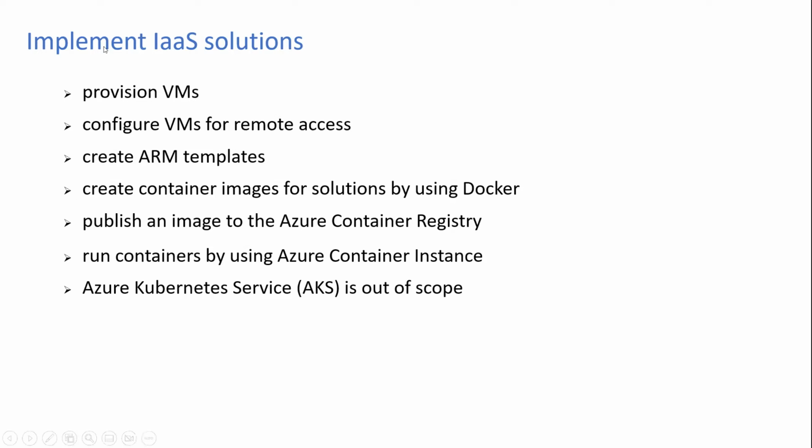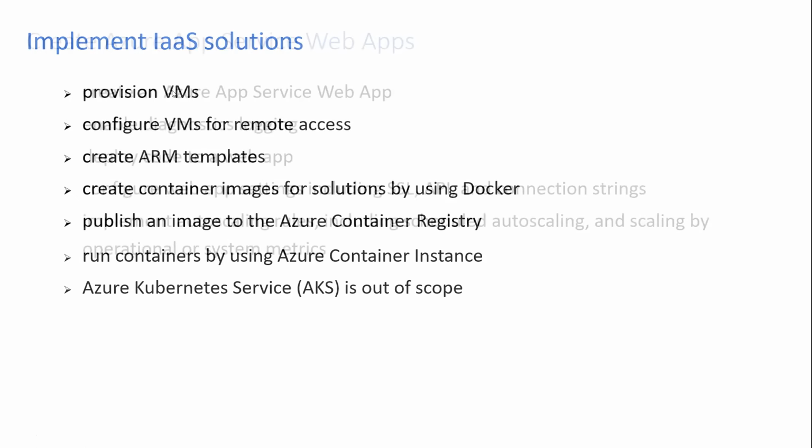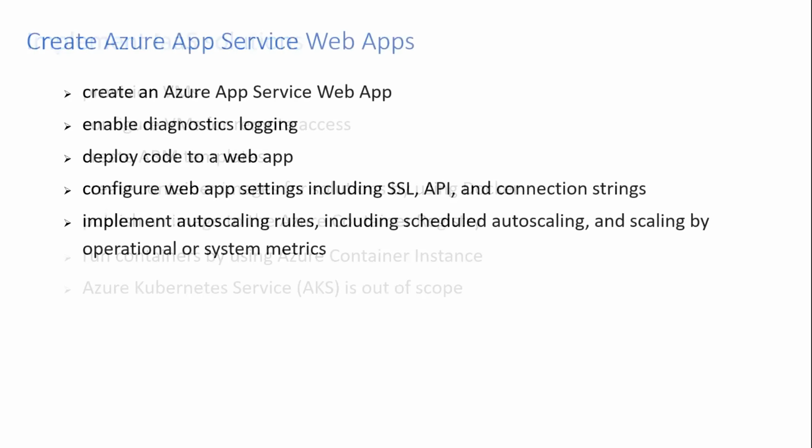Okay, so this part is infrastructure as a service. The VMs, these are all infrastructure, these are all physical things that we are using from the cloud data center. So one more is Azure App Service.